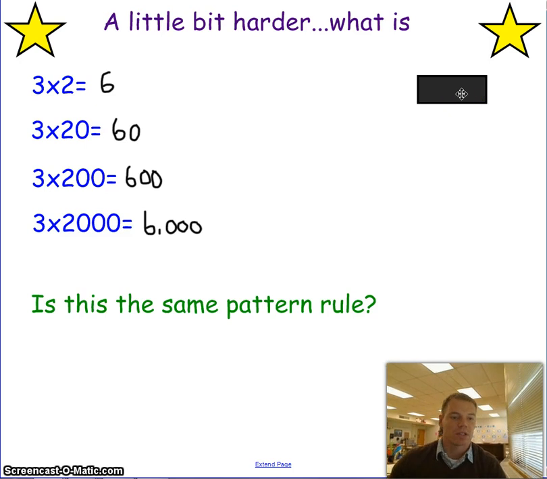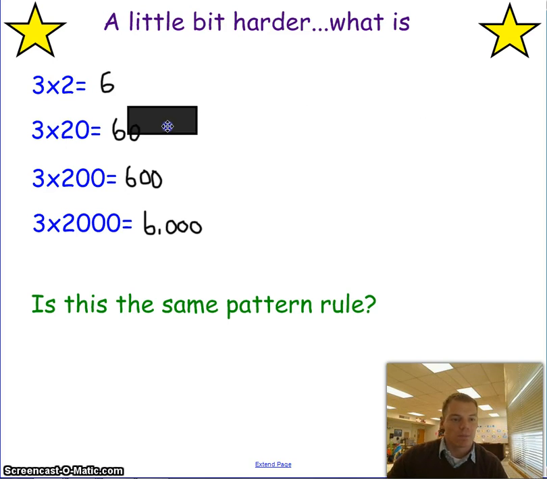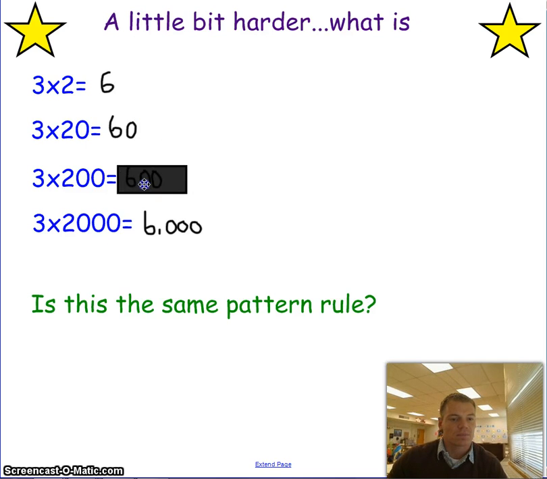You might not be able to do 3 times 200 in your head, or even 3 times 20. So what I like to do, I like to cover the zeros up. So then we just have 3 times 2. 3 times 2 is 6. And then we have 1 zero right here left over. So our answer is 60.